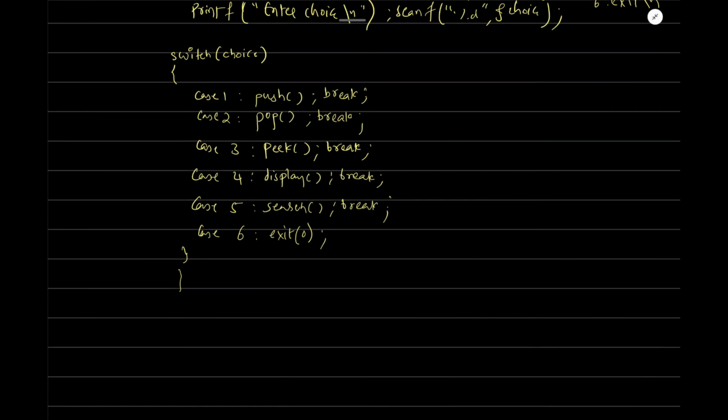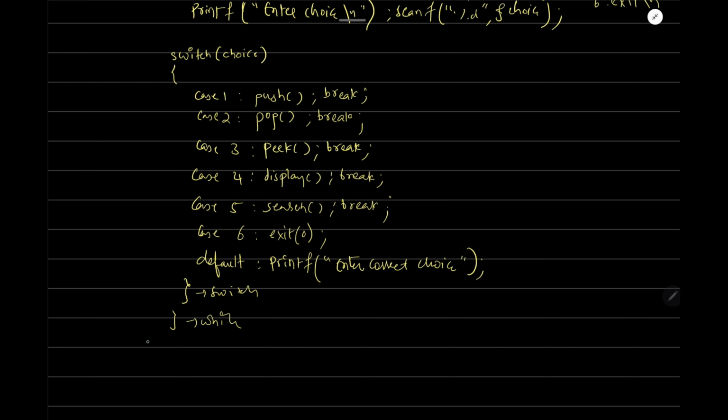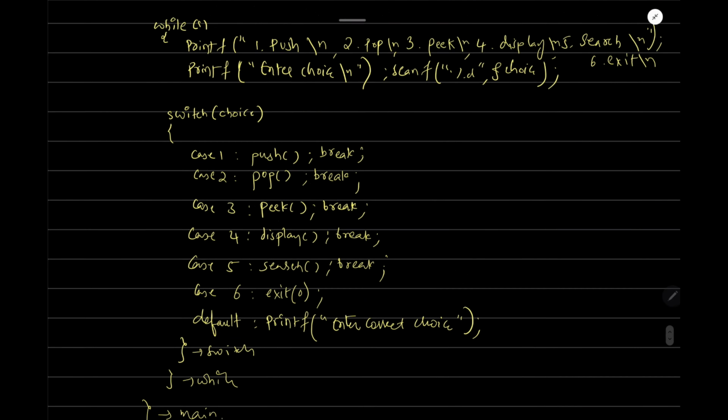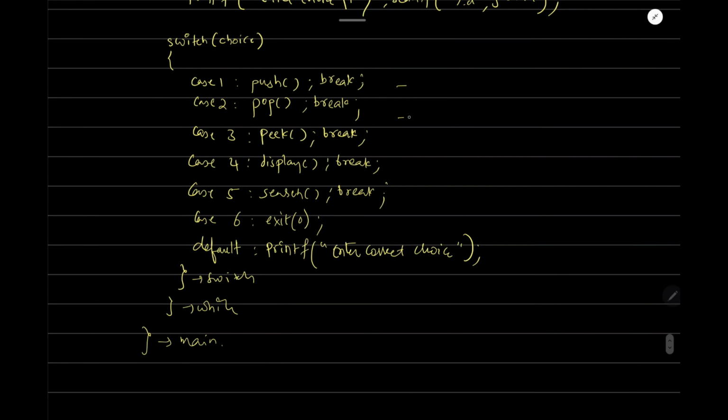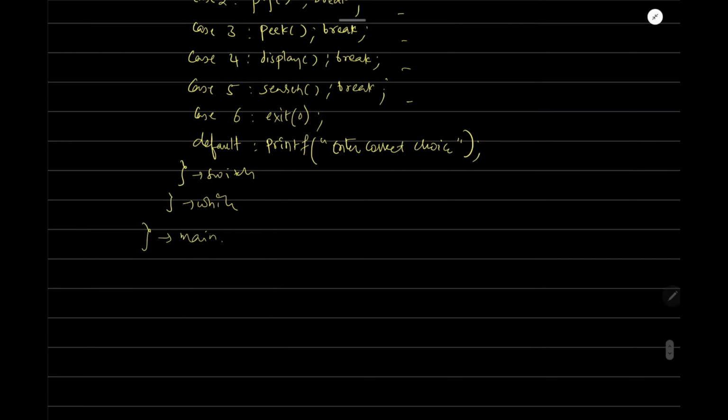If I press any number other than these, then I should write default: any number other than these means it will print, enter correct choice. So we close the switch, close the while loop, and close the bracket for the main function. So this is the main function, and then we will write the logic for the operations one by one.